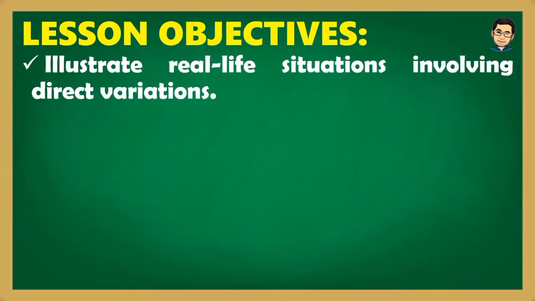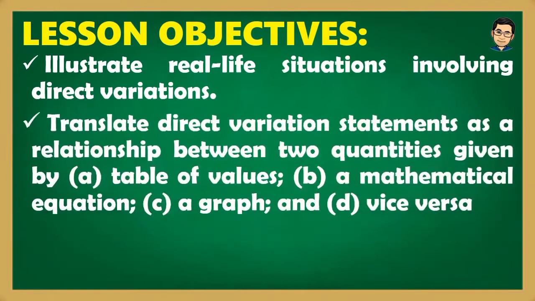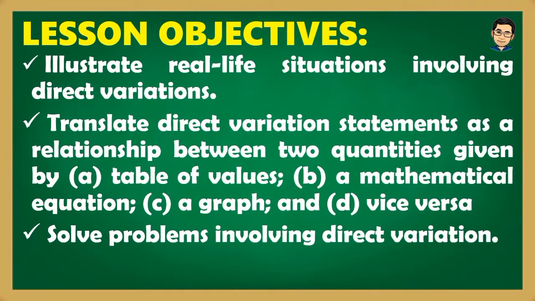So, let's start with our lesson objectives. First, we will be illustrating real-life situations involving direct variations. For us to be able to understand direct variations, I will give some real-life situations. Next objective, we will be translating direct variation statements as a relationship between two quantities given by a table of values, a mathematical equation, a graph, and vice versa. And then, we will be solving word problems involving direct variations.